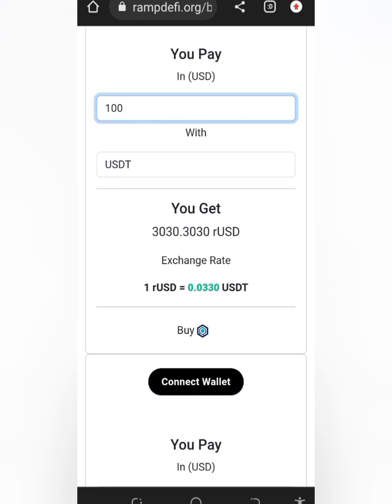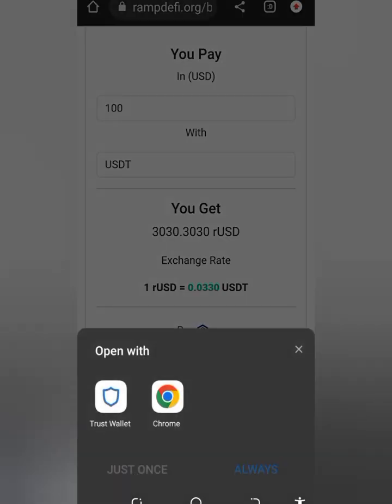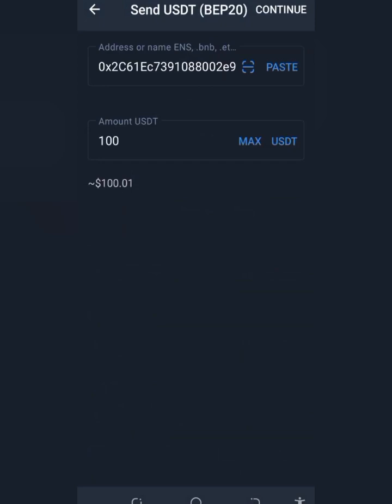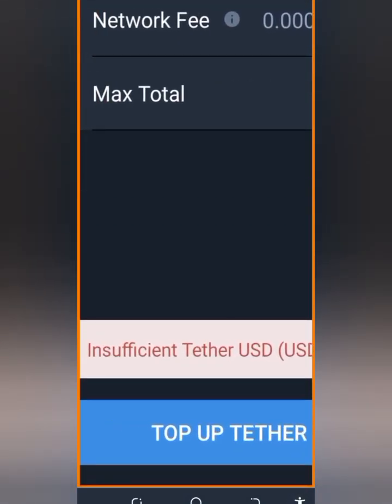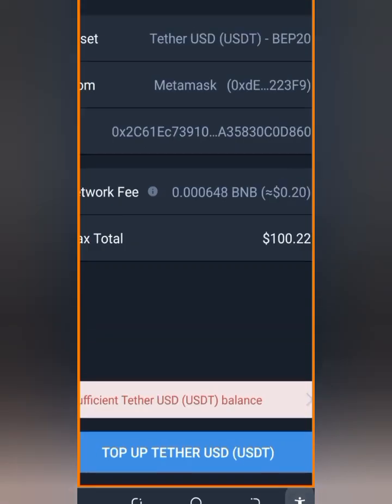If you're interested, let's do $100 again. Let's just do the simulation again, for those of you that may be interested in knowing what to do. So let's say I clicked on buy. That means I will have to connect my wallet, and then it will put in everything here, and I will continue. Now, of course, don't forget I don't have up to 100 USDT, so the trade is not going to process. You can see it's already told me that I have insufficient Tether.